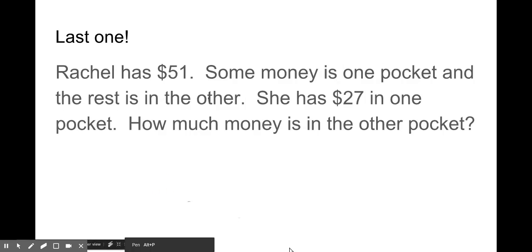All right. Last one, I promise. Rachel has $51. Some money is in one pocket and the rest is in the other. She has $27 in one pocket. How much money is in the other pocket?